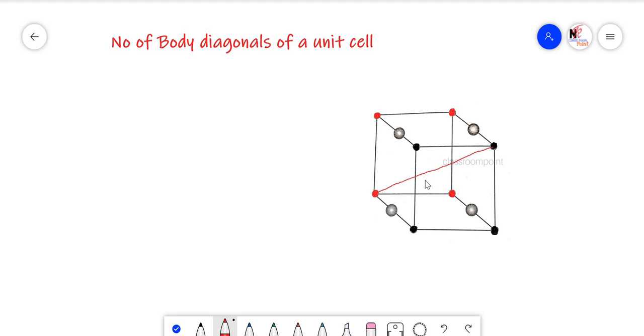So how many body diagonals are possible? This is the second body diagonal. Third body diagonal and the fourth body diagonal. Therefore, the number of body diagonals of a unit cell equals 4 per unit cell.